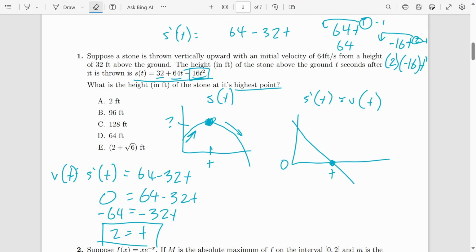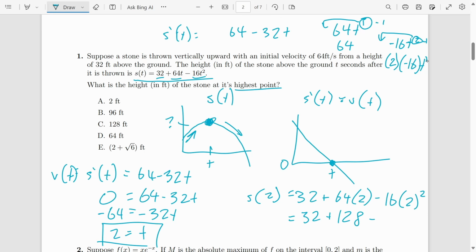Now what we can do is we have our t value. We've got 2 seconds after takeoff. So we can just go ahead and plug 2 back into our position function to find that height that we're looking for. So doing that, we get s of 2 equals 32 plus 64 times 2, minus 16 times 2 squared. Evaluating this, it's going to be 32 plus 128 minus 64.